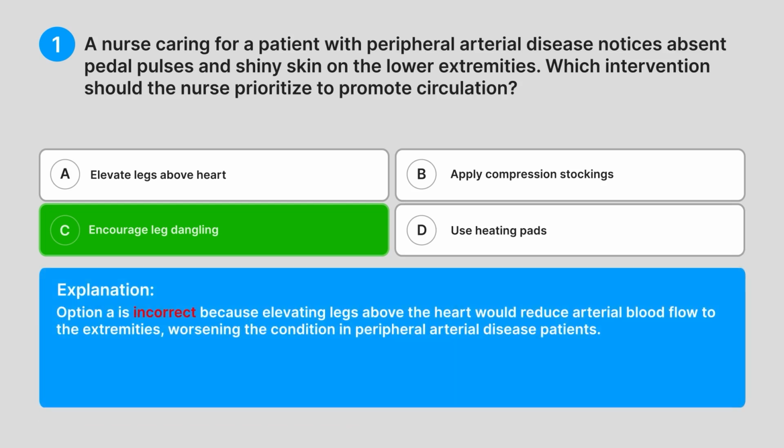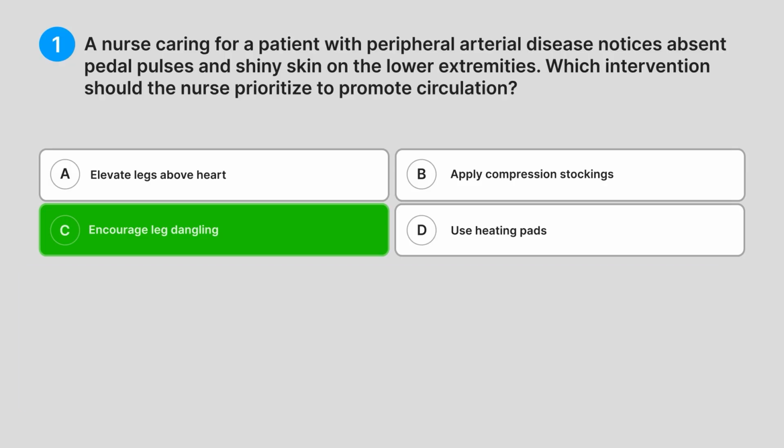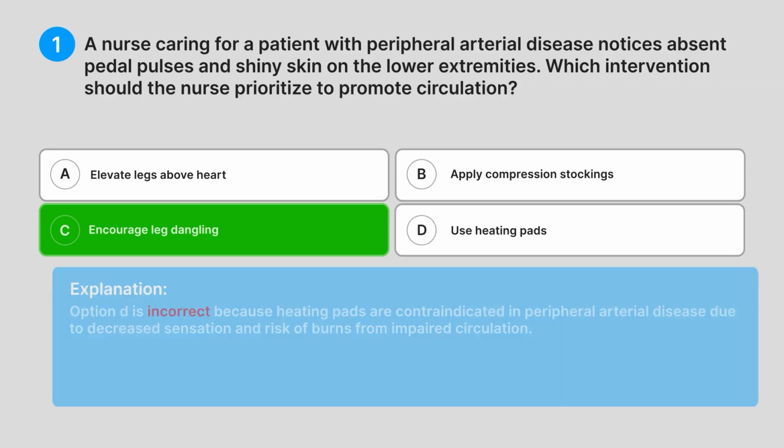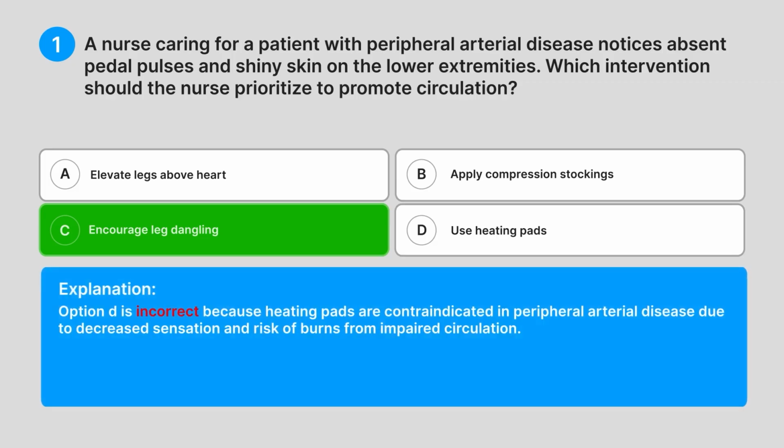Option A is incorrect because elevating legs above the heart would reduce arterial blood flow to the extremities, worsening the condition in peripheral arterial disease patients. Option B is incorrect because compression stockings are used for venous disease to prevent pooling, not for arterial disease where blood flow is already compromised. Option D is incorrect because heating pads are contraindicated in peripheral arterial disease due to decreased sensation and risk of burns from impaired circulation.